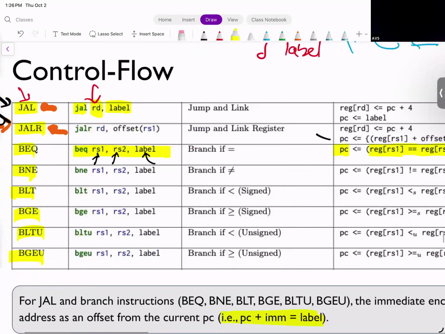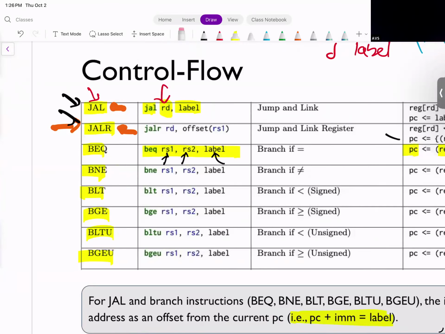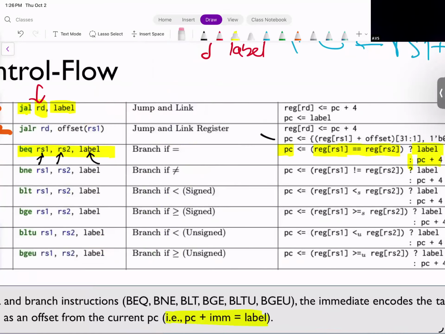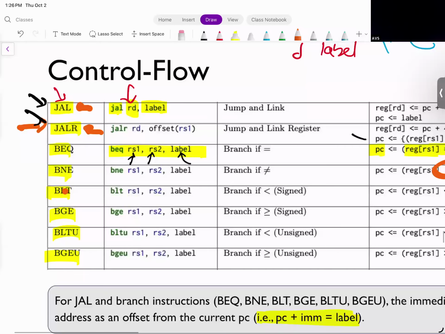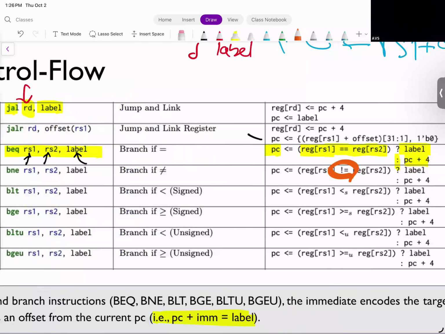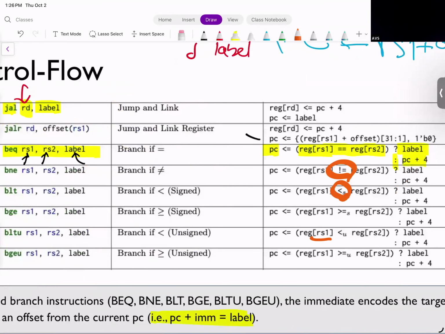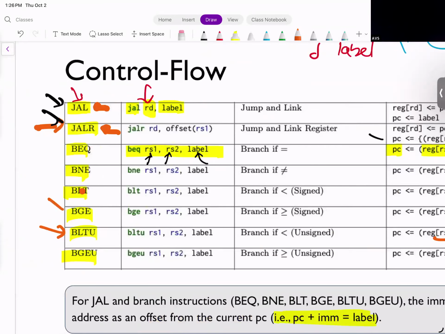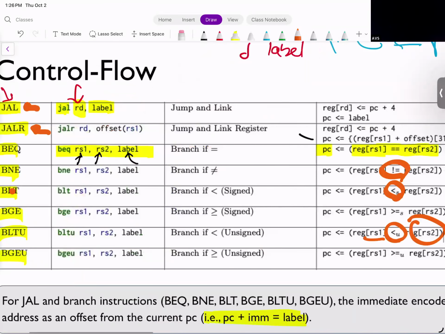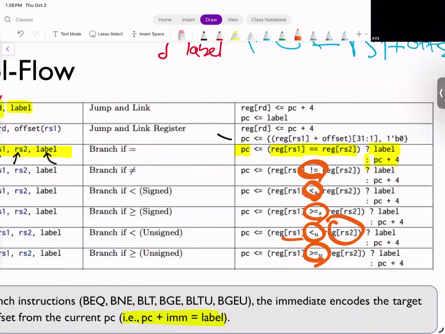The only difference between them is the mathematical operation. So not equal means RS1 and RS2 are not equal, obviously. Less than means that RS1 is less than RS2, and it is signed. If you don't like the signed version, you can also have the unsigned version, so RS1 unsigned less than RS2. Then you have greater than or equal signed, and greater than or equal unsigned.